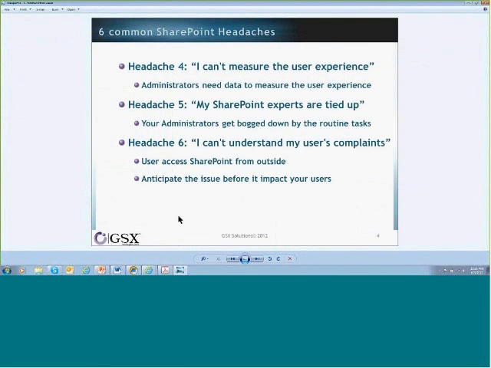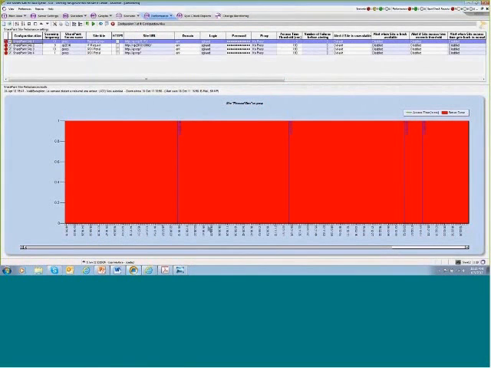Number 6. I can't understand why my users are complaining. I don't understand what's happening. Well, obviously, the first part of that is understanding and measuring the user experience. We didn't really talk about this, but I kept alluding to this concept of alerting. So GSX is every 10 minutes scanning for this site, every 9 minutes scanning this particular site and calling for the content.